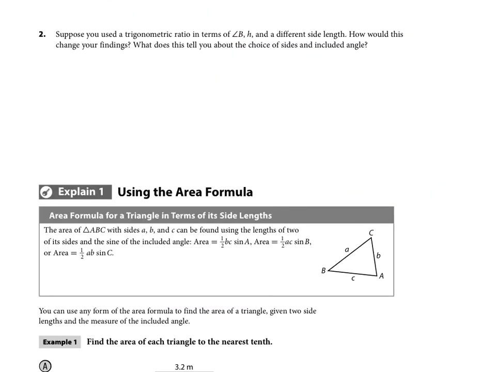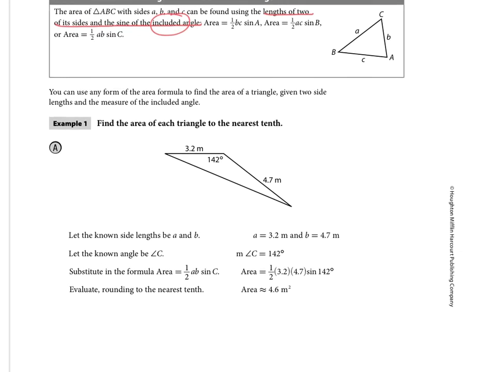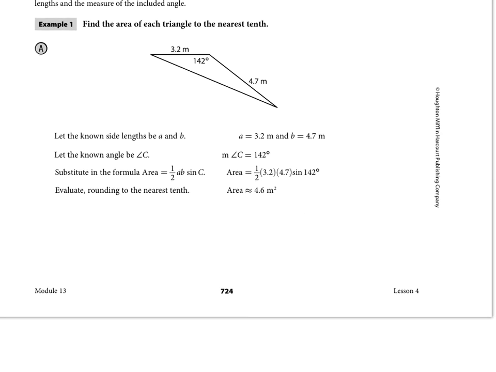As we look at Explain 1 here, this is the area formula that we just derived in the Explore. So just keep in mind that this is used when you have the lengths of two sides and the included angle. Included, really important. So again, there are actually three different setups for the area in any one triangle. But specifically you would want to use the one that includes the two sides you're given and the included angle. So here's example 1, so we can talk through this. Find the area of the triangle to the nearest tenth.